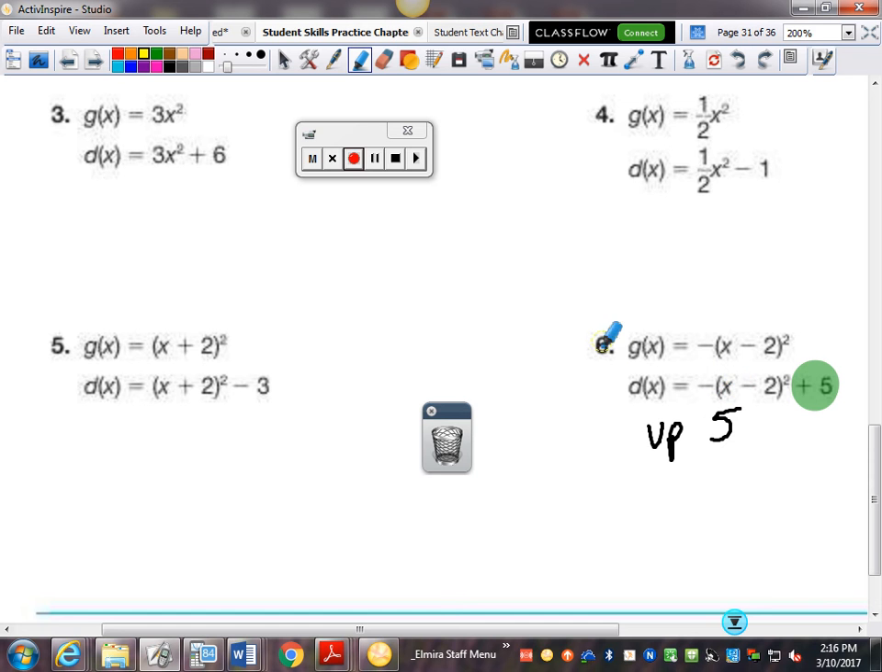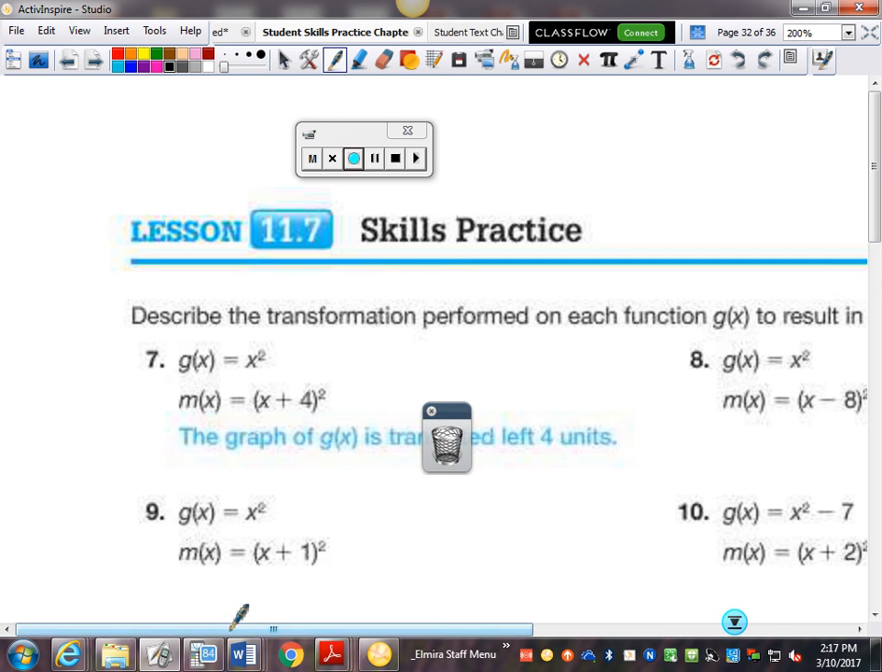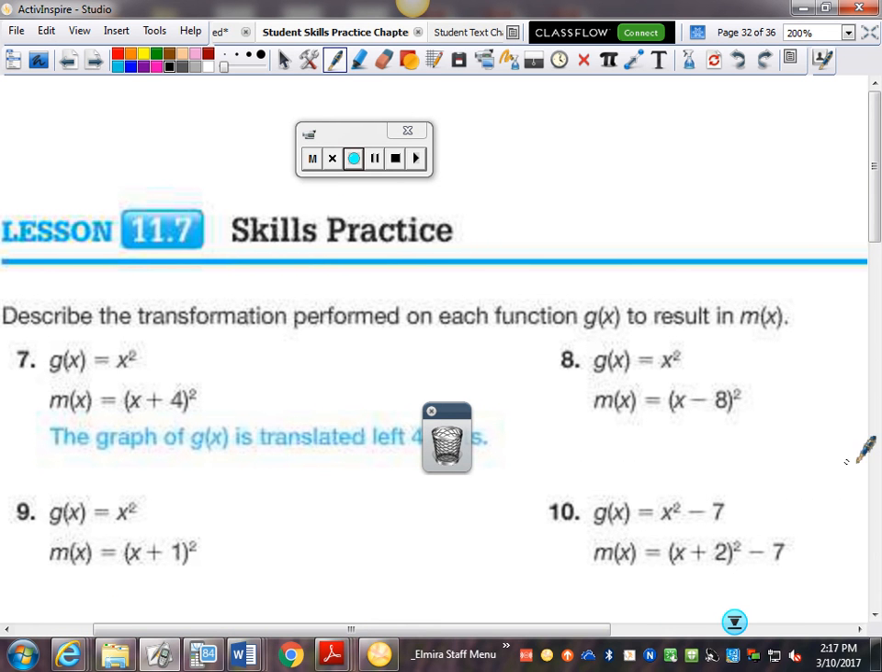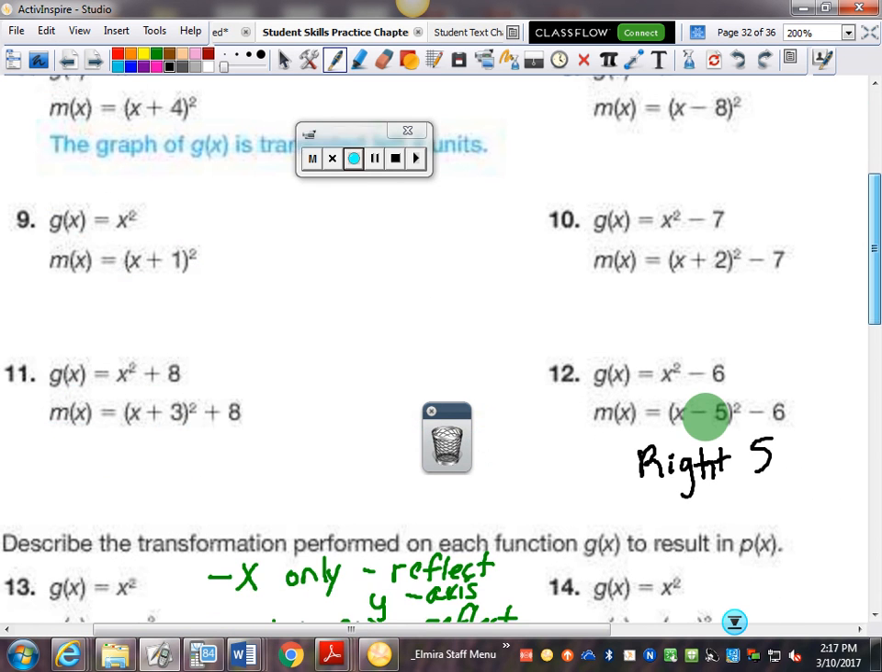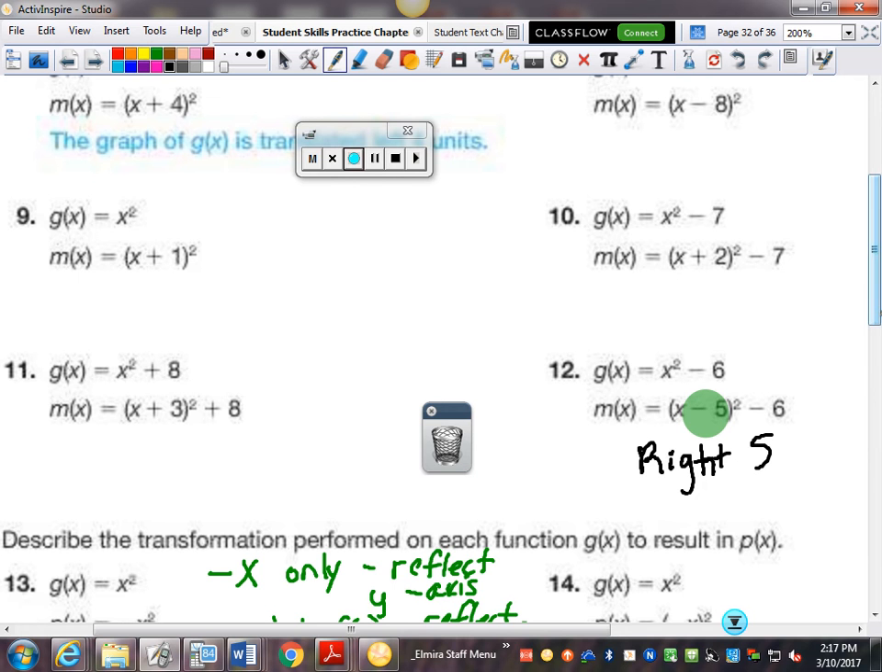The only difference between our original function and our transformed function is the +5. So you're only addressing and talking about what is different from one function to the next. You're only talking about what's different. Same thing here. You are only talking about what's different.